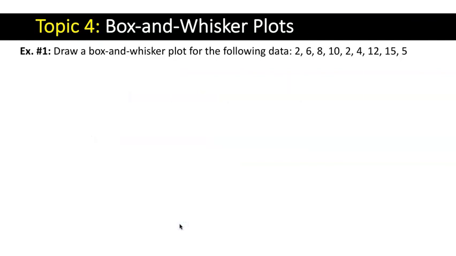So here's an example. Draw a box and whisker plot for the following data: 2, 6, 8, 10, 2, 4, 12, 5, 15, and 5. The first thing you're going to have to do is rearrange the data in increasing order. Go ahead and take the time to do that. Also, count how many numbers we have from the very beginning, and then count how many numbers you're going to have once you organize them so that you don't miss one. Pause the video to do that.